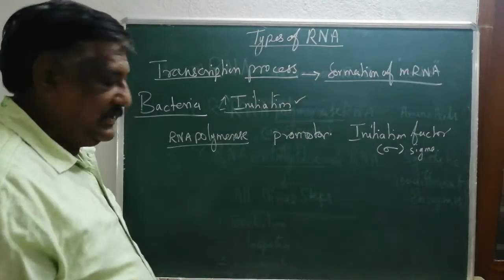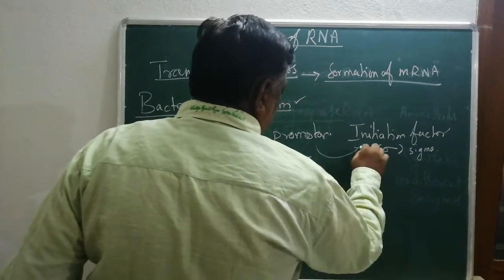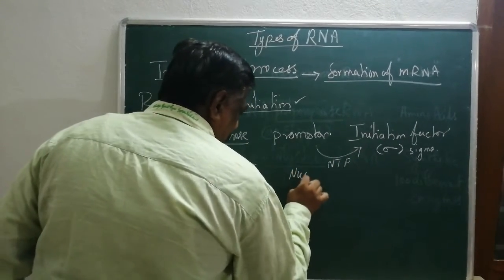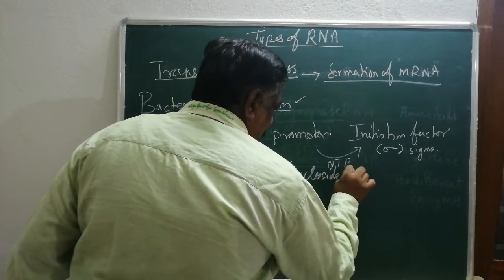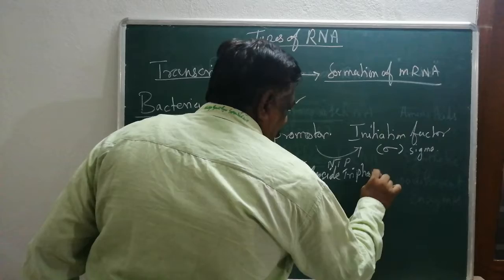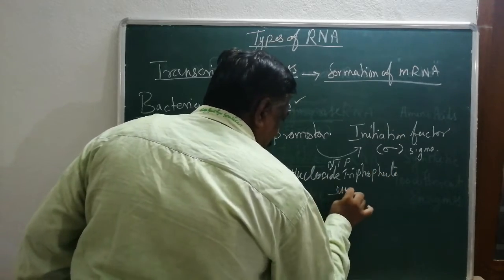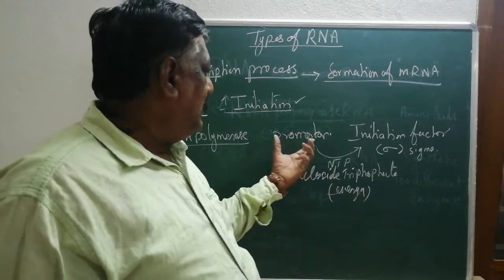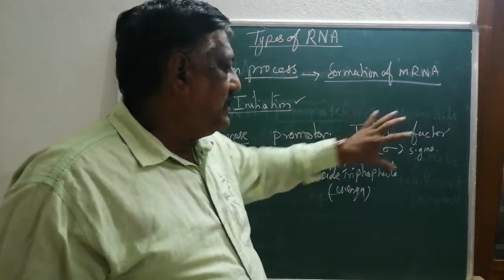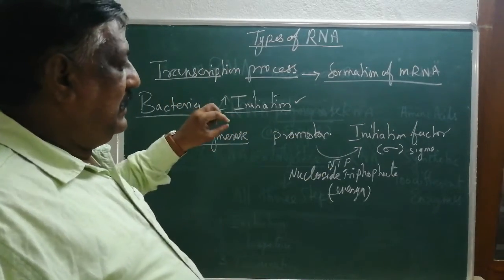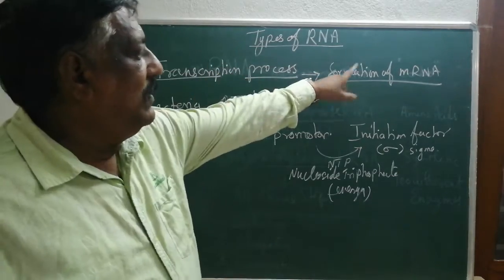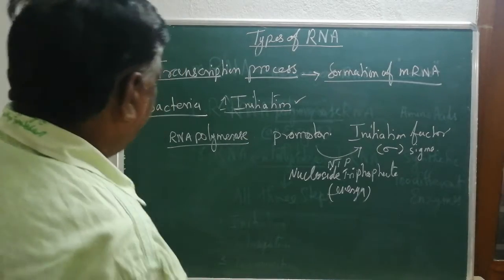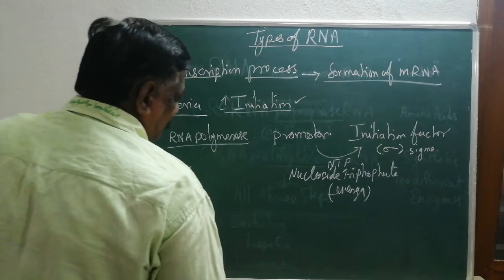So when it joins with the sigma factor, it becomes an initiation. It initiates the process. And while joining with this, it takes NTP, like ATP, nucleoside triphosphate. It's an energy compound. It takes energy from nucleoside triphosphate and joins with an initiation factor. Now this is ready to start the process of formation of mRNA. So it initiates the process. I am going to explain with the diagram, right? So this is initiation, okay?